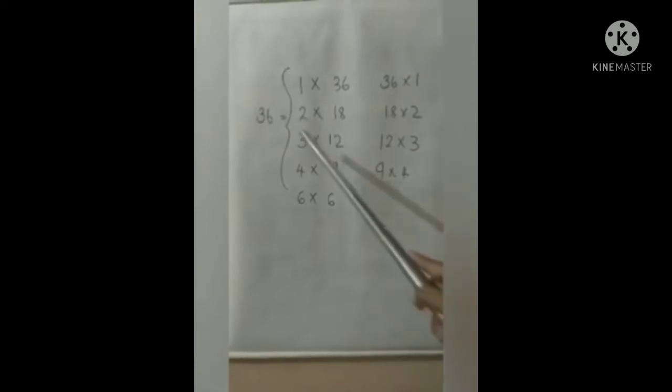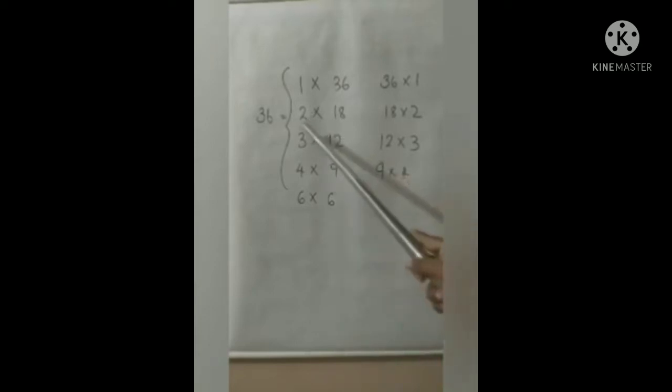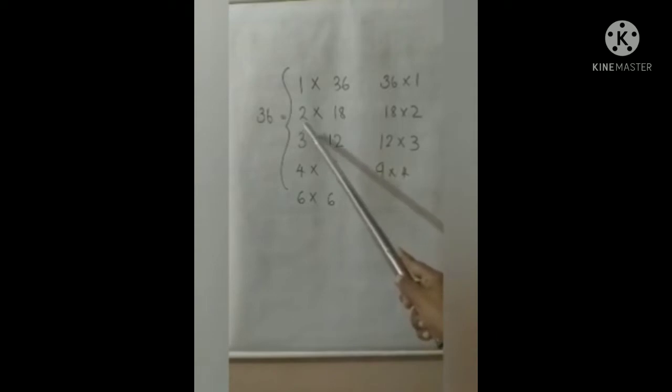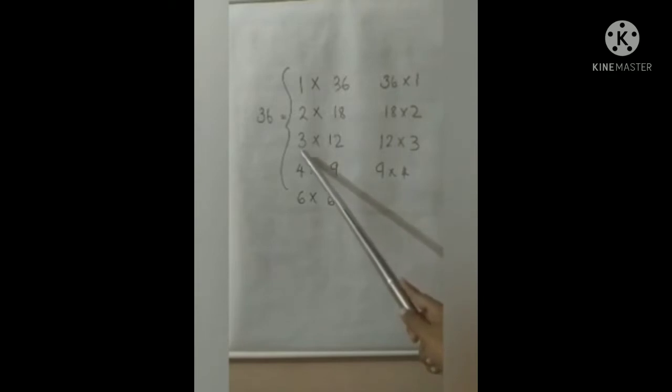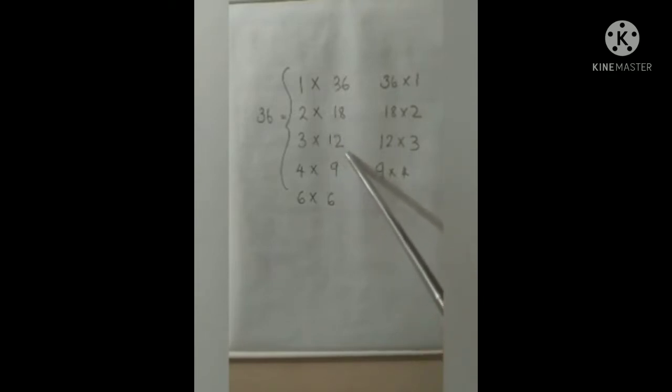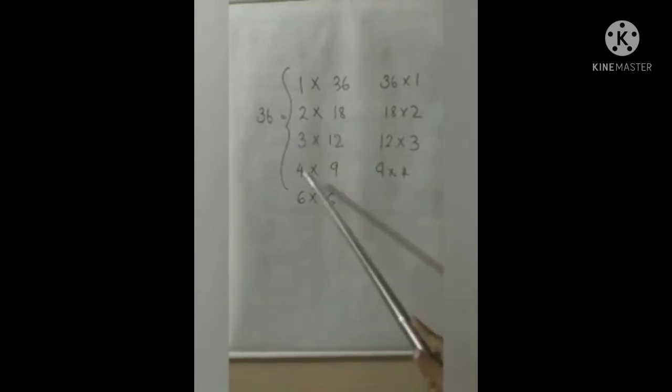Next case, 2 into 18. When we look at these two numbers, what type of number is 2? Yes, 2 is a prime number. But is 18 a prime number? No, 18 is composite. So here also this is not a prime factorization. Now the third case: here 3 is prime but 12 is not prime. It's composite. So this is also not a prime factorization. Now here 4 and 9 both are composite, so this is also not prime factorization.